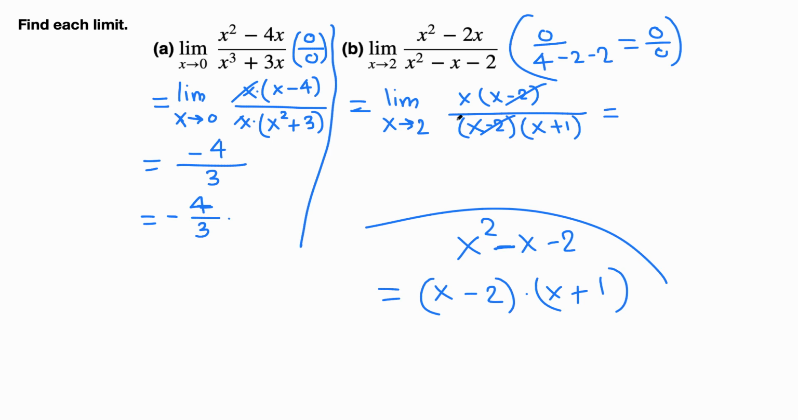All we have to do next is plug in x equals 2. So 2 on the top over 2 plus 1, 3. So 2/3 is the final answer.